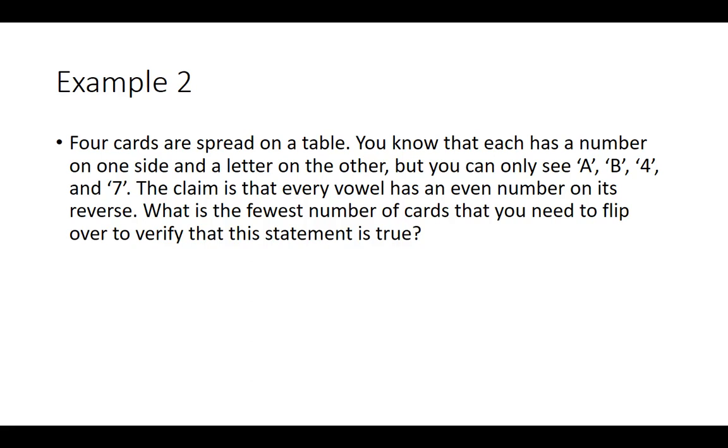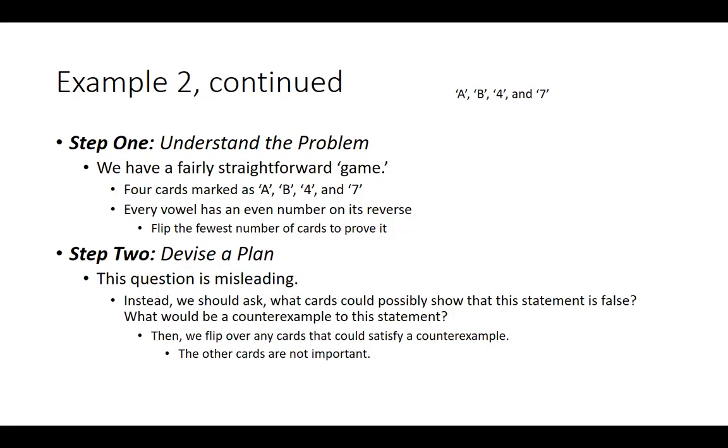So let's understand the problem and devise a plan. Step 1 and step 2. We see A, B, 4, and 7. I've carried that over to this slide. We have a fairly straightforward game. The statement that we've been given is every vowel has an even number on its reverse. We want to flip the fewest number of cards to prove it.